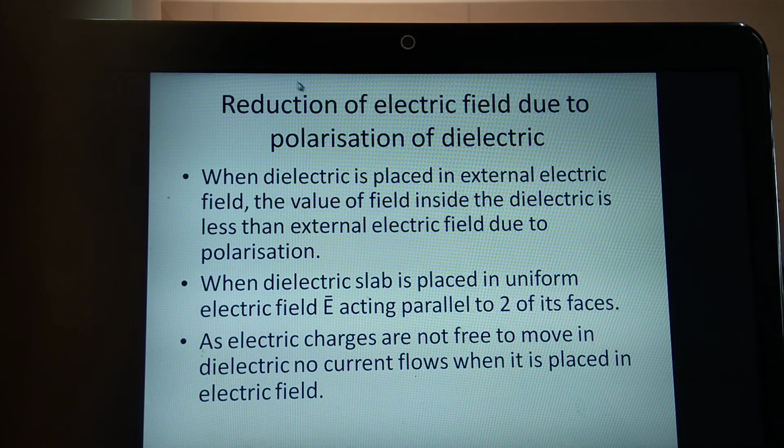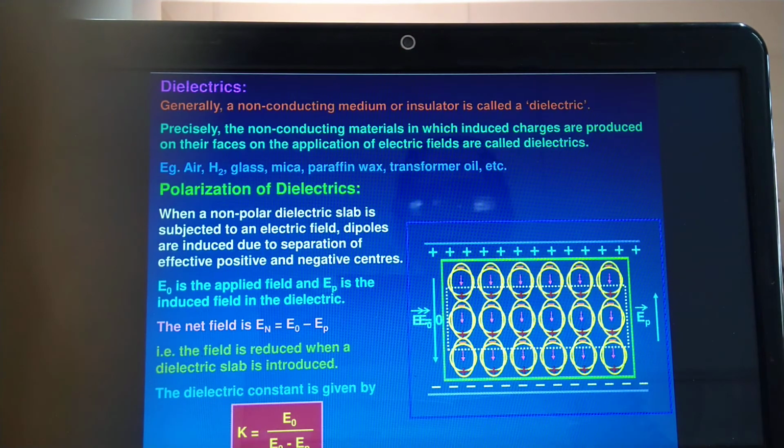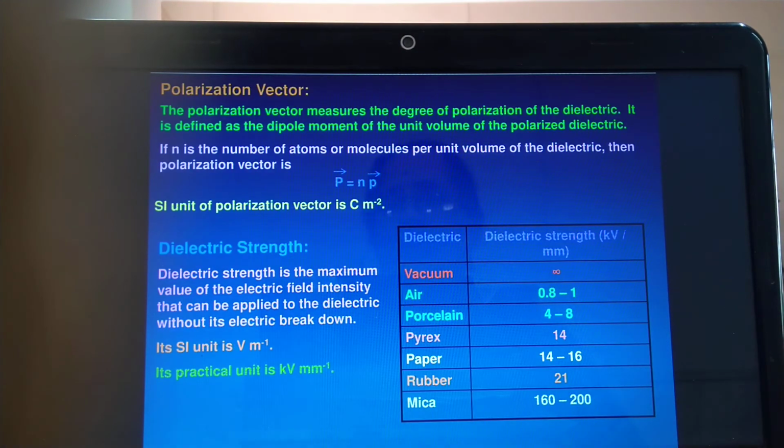So how is there a reduction of electric field due to polarization of the dielectric? When a dielectric is placed in an external electric field, the value of the field inside the dielectric is less than the external electric field due to polarization. Now what is polarization? This is the polarization concept. Polarization is a vector that measures the degree of polarization of the dielectric. It defines the dipole moment per unit volume in the polarized dielectric.